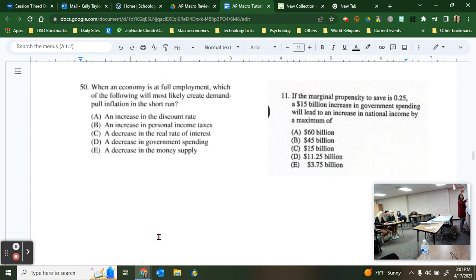Remember how MPS always goes on the bottom? Why? Because your shoes go on your feet. MPS goes on the bottom because your shoes always go on your feet. I said that in some classes and some classes not so much. KS plus KT equals 1. KS is always greater than KT.